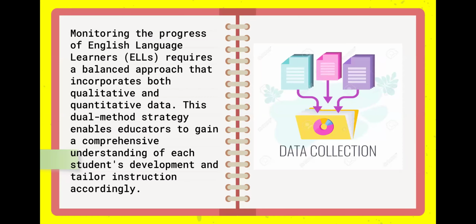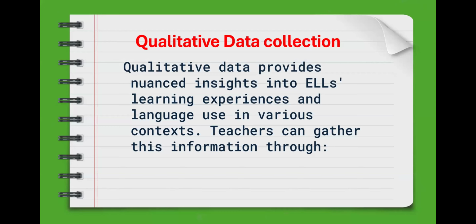And my data collection: monitoring the progress of English language learners, ELs, requires a balanced approach that incorporates both qualitative and quantitative data. This dual method strategy enables educators to gain a comprehensive understanding of each student's development and tailor instruction accordingly. Qualitative data collection provides nuanced insights into ELs' learning experiences and language use in various contexts.